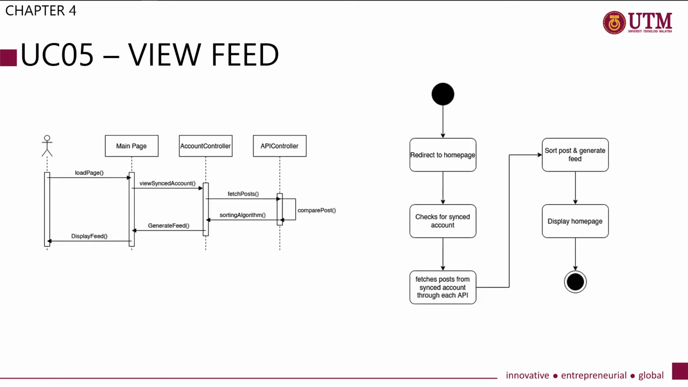And the last one, when the user is loading the homepage, the system will view the synced accounts the user has, and then the system will fetch new posts from the synced accounts. Then it will sort and filter the posts from most importance. Then the system will generate and display the feed in the homepage.